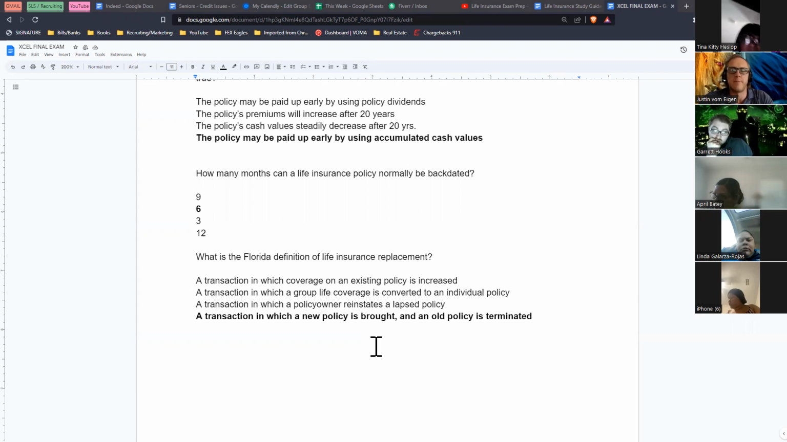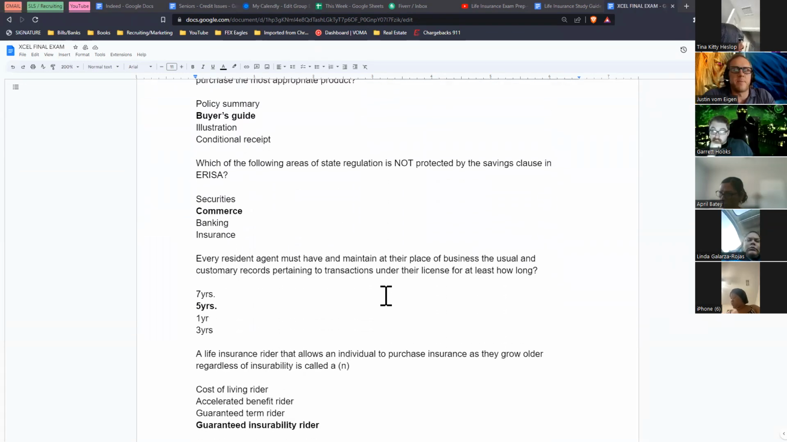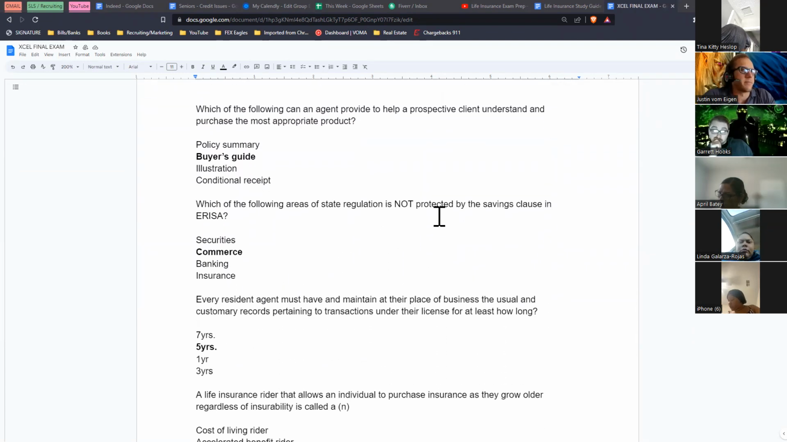Because you can convert term policies, which is temporary insurance, into permanent insurance. Because it costs more money for the same death benefit, and the company's cool with you paying more money for the same death benefit. Any questions about that? Okay.